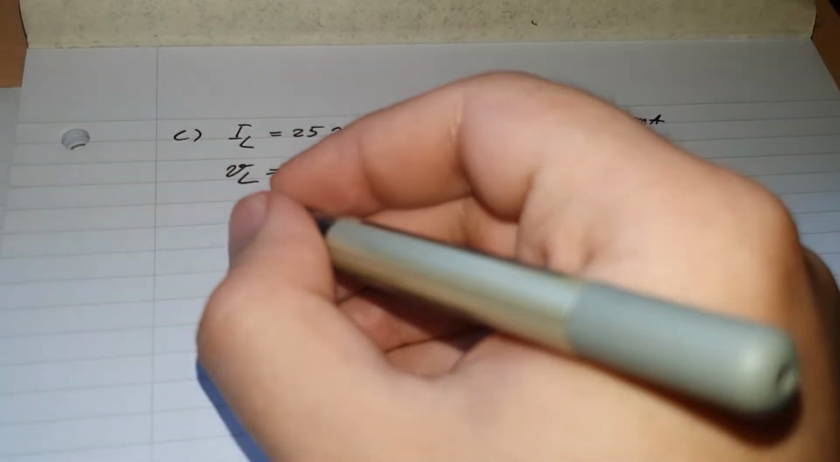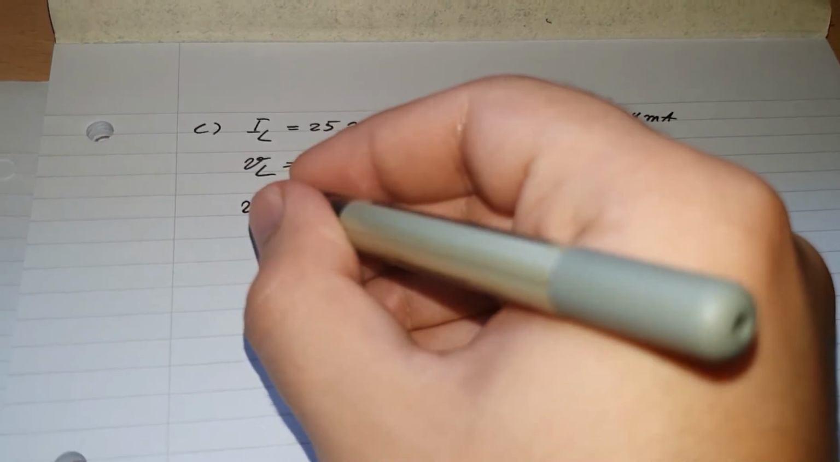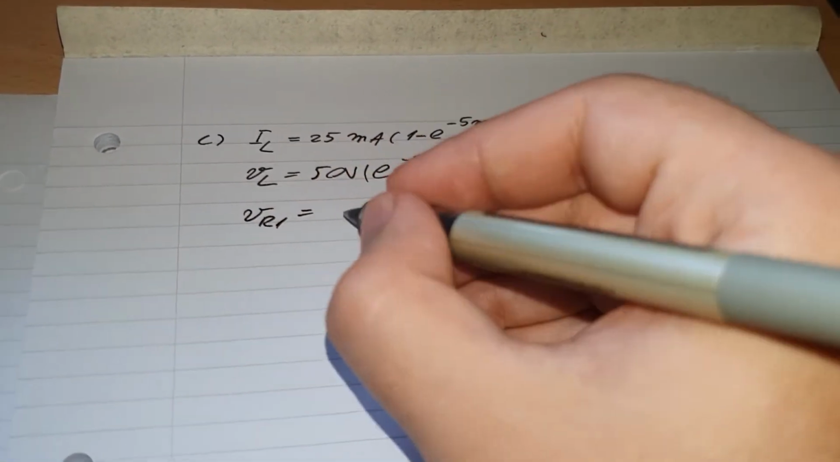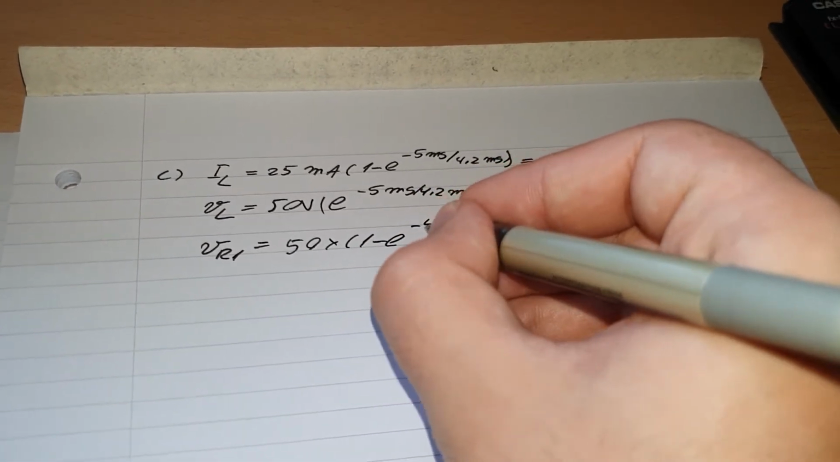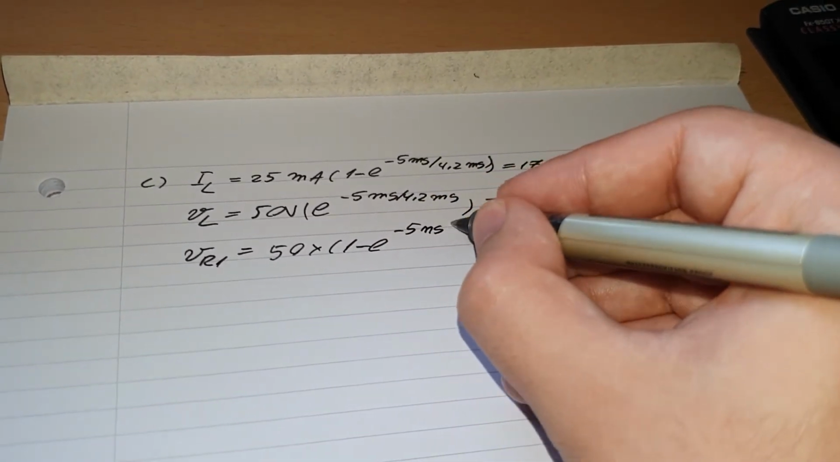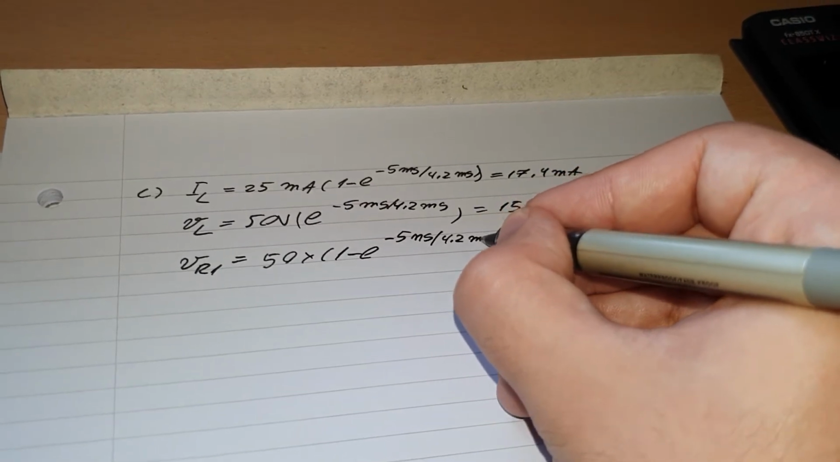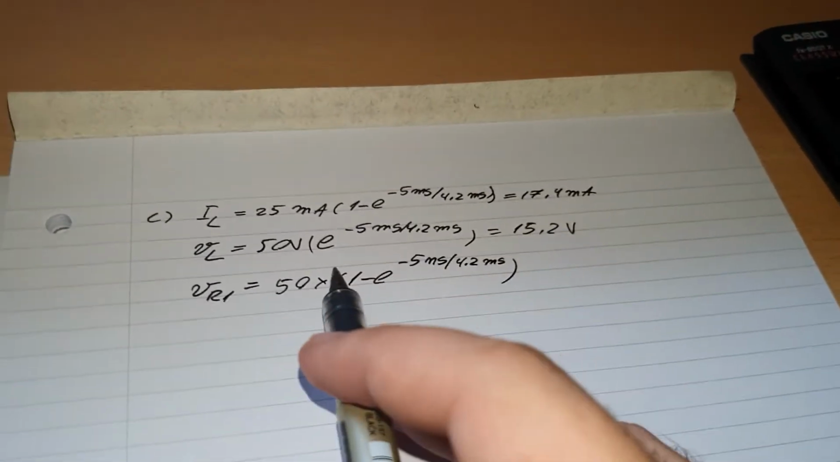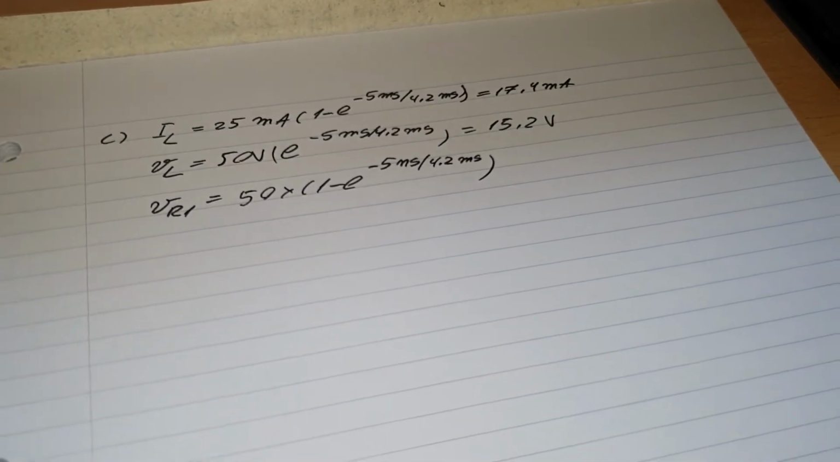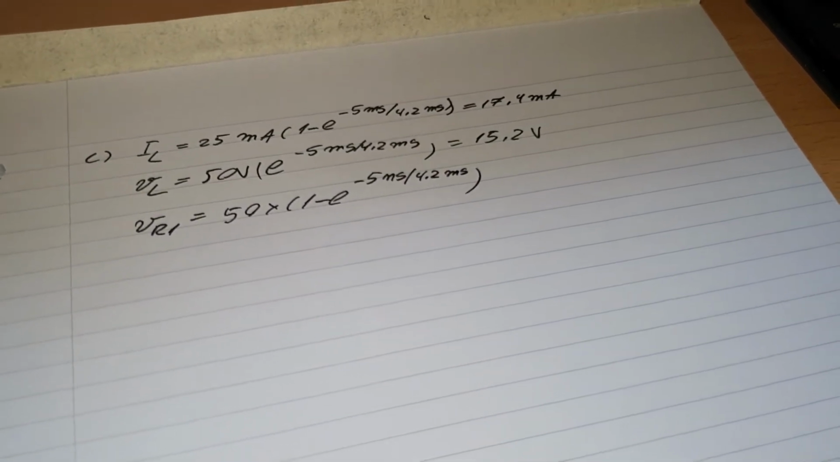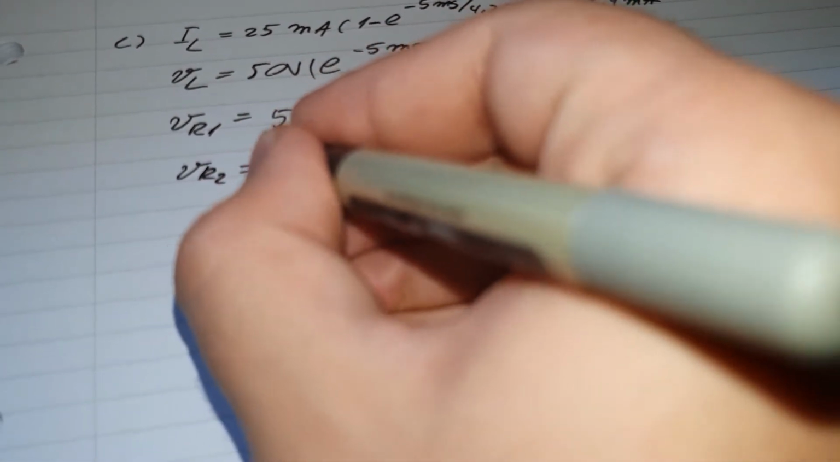Now the other two values don't really matter, but let's write them down. VR1 will be equal to 50 times 1 minus e to the minus 5 milliseconds divided by 4.2 milliseconds. Again, because resistor 1 is connected in series with the inductor, it's directly affected by the inductor. And VR2 just stays constant at 50 volts. It doesn't need a time constant, because it is not connected to the inductor.